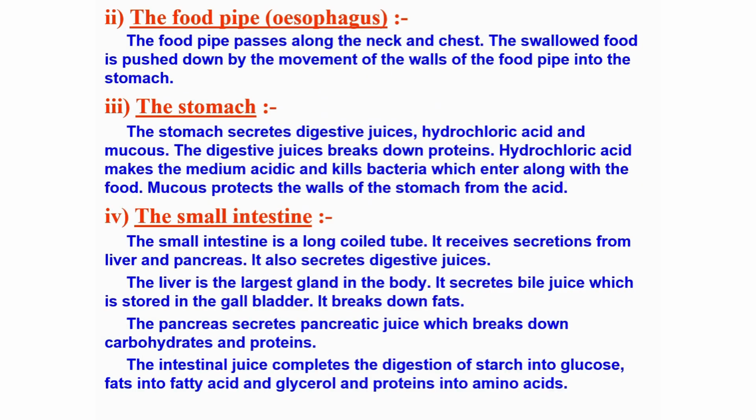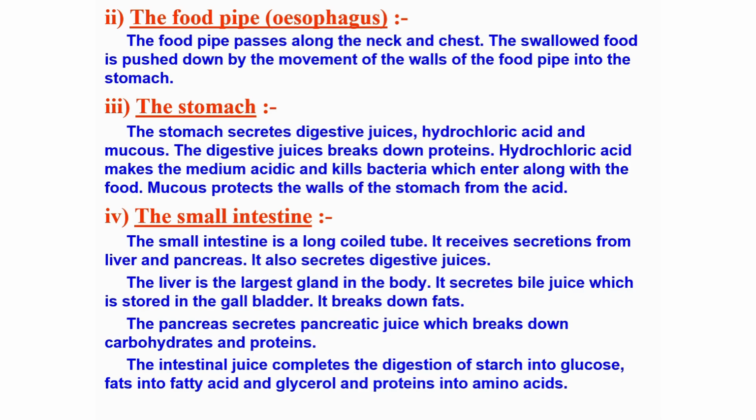The food pipe, esophagus. The food pipe passes along the neck and chest. The swallowed food is pushed down by the movement of the walls of the food pipe into the stomach. The stomach secretes digestive juices, hydrochloric acid, and mucus. The digestive juices break down proteins. Hydrochloric acid makes the medium acidic and kills bacteria which enter along with the food. Mucus protects the walls of the stomach from the acid.